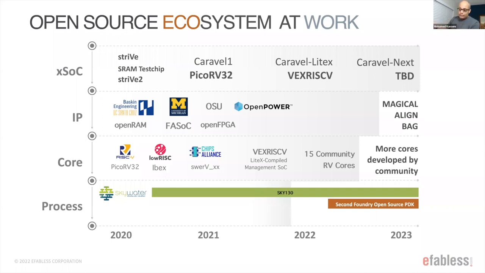Now, there's a little point here at the bottom right of the slide that says there is a second foundry. Indeed, because of the results of this project, we were able to influence another foundry, to convince them that this is good for business and good for innovation. With more people using the PDK, it's more likely that they'll have a product with volume.